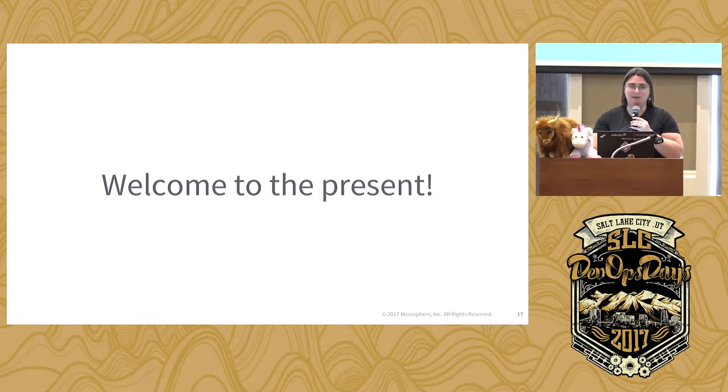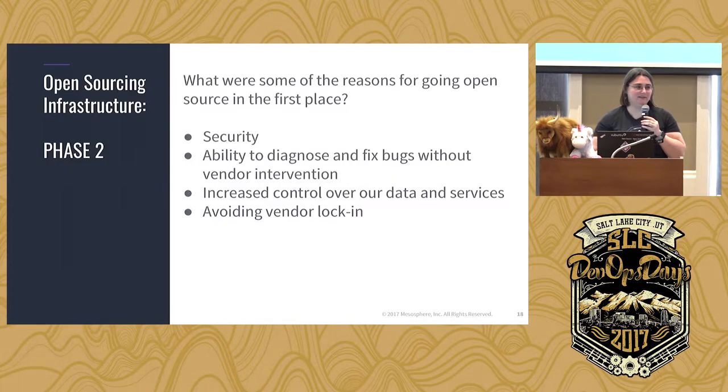And I wanted to bring us to this next phase I see of open sourcing of infrastructure. This is where I'm going to upset the sponsors because I have some unpopular opinions about where we're going next. But I want to take us back for a minute to think about what the reasons we had were for going open source in the first place. One of them is security. We want to be able to see the source code. We want to be able to do an analysis of that source code and make sure it's good.